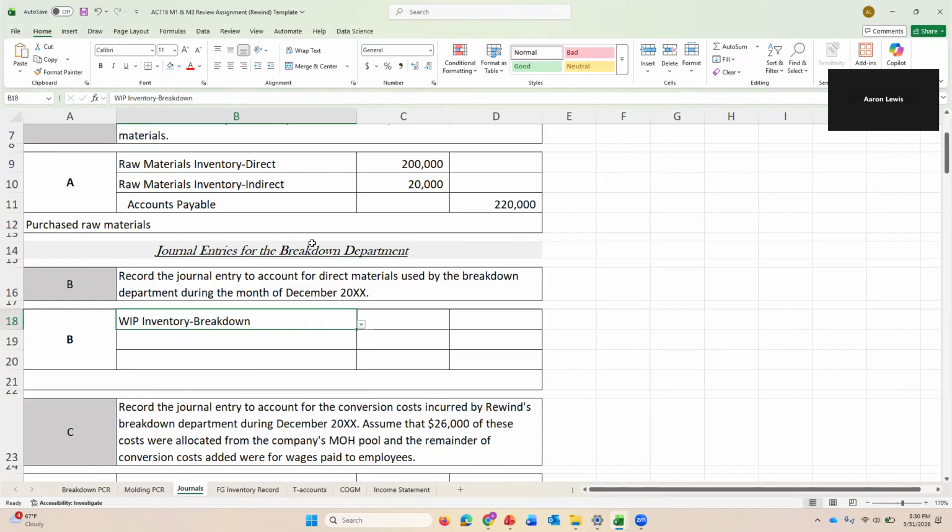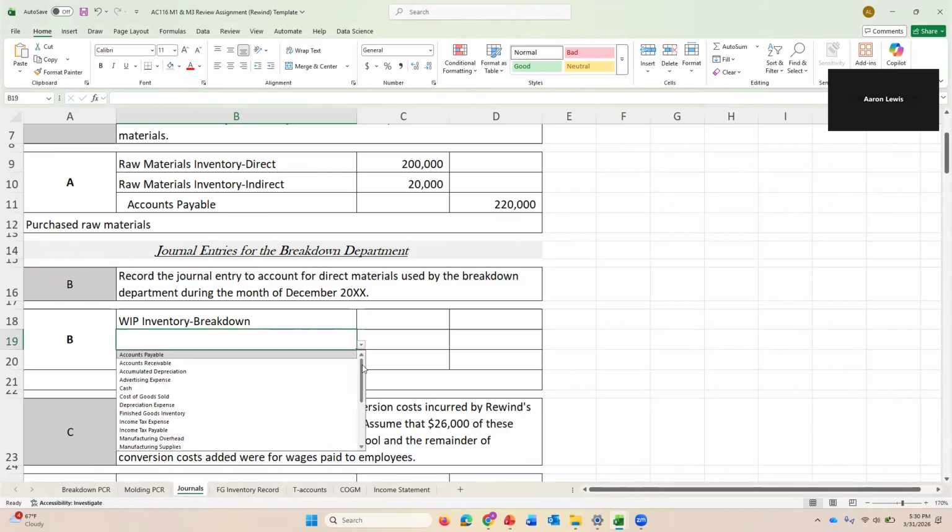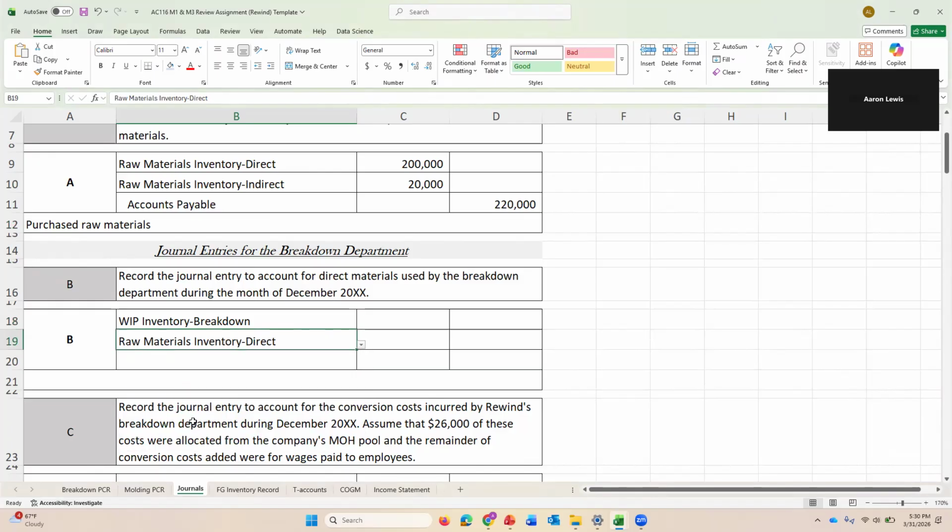We are using those materials. These are direct materials being used, which means we need to take those off of the books. Well, thankfully for us, all inventory accounts as assets go down with a credit, and I need a credit in this journal entry, so I'm going to credit raw materials inventory direct for the quantity of materials that was used by the breakdown department during the period. What was that quantity? Well, that's why we have a PCR. Make equals in here so I can transfer my debit over.